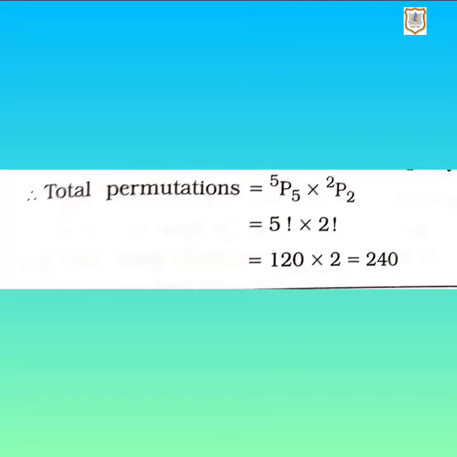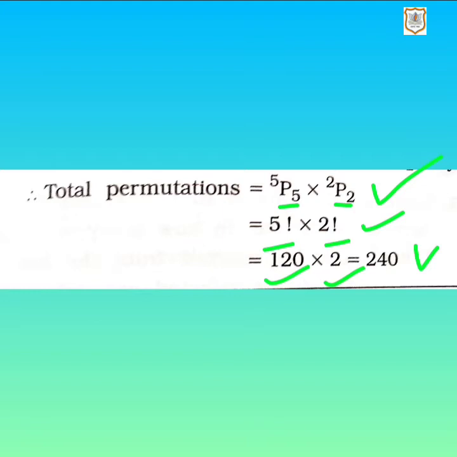So the total permutation is equal to 5P5 into 2P2. The value of 5P5 is 5 factorial and 2P2's value is 2 factorial. 5 factorial is equal to 120 and 2 factorial is equal to 2. So 120 multiplied by 2 is 240. So we can arrange the word SHLOKA with its vowels together in 240 ways.